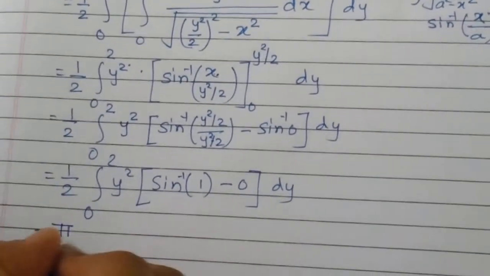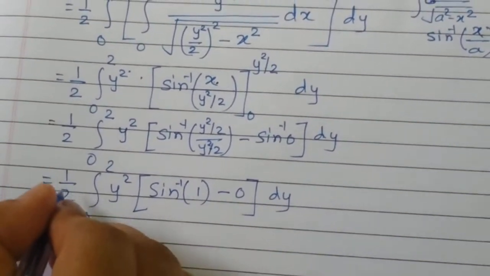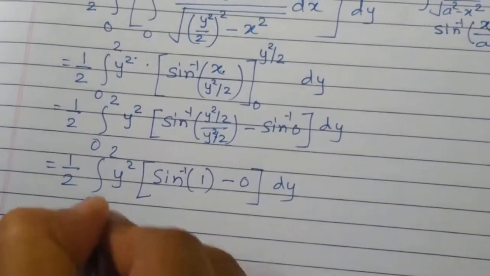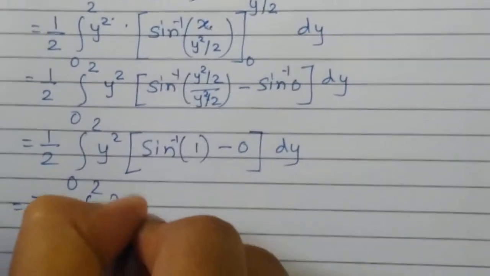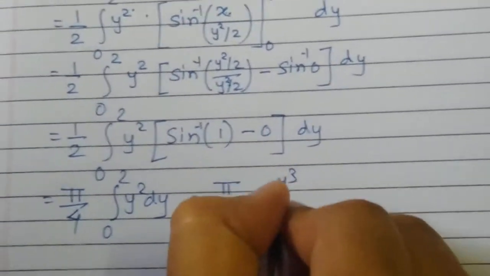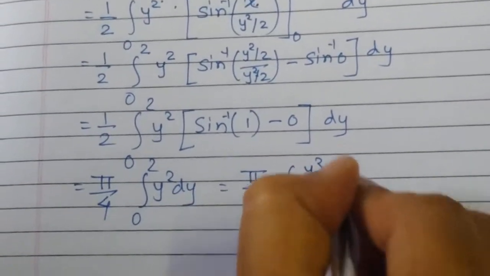So pi by 2 is a constant, I am taking it outside. So pi by 2 into 1 by 2 becomes pi by 4. Integration from 0 to 2 y square dy. Yes. Can you tell me what is the integration of y square? Yes. y cube upon 3, limits from 0 to 2.